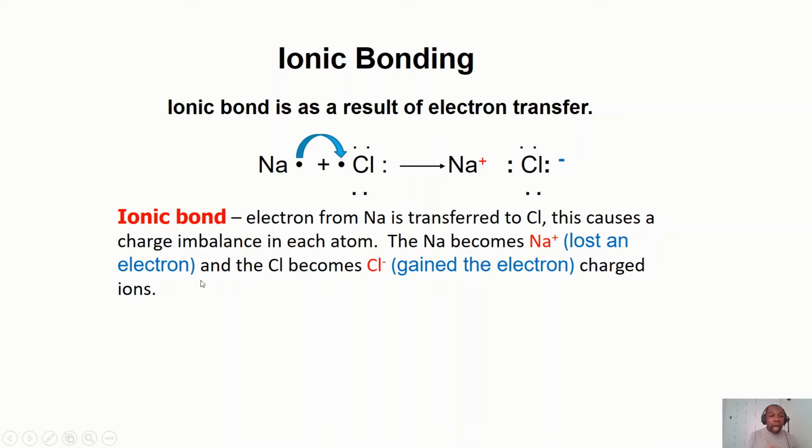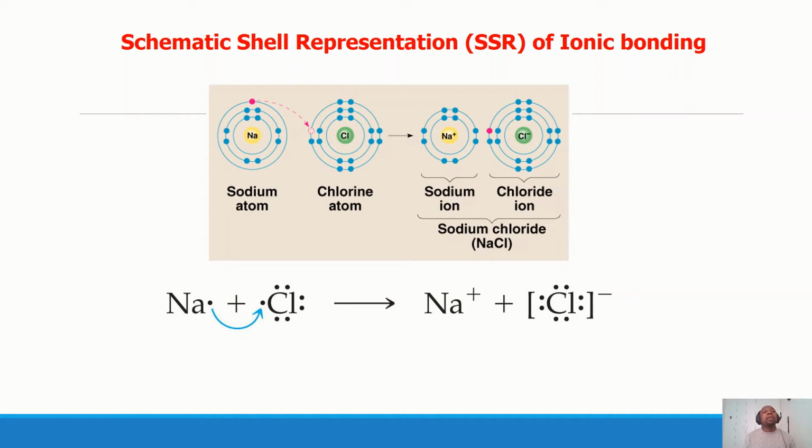This causes a charge imbalance in each atom. So sodium becomes Na plus. It has lost an electron, and chlorine becomes Cl minus. That means that it has gained an electron, and they are now charged ions. So we can represent this to make it clearer in what we call schematic shell representation.